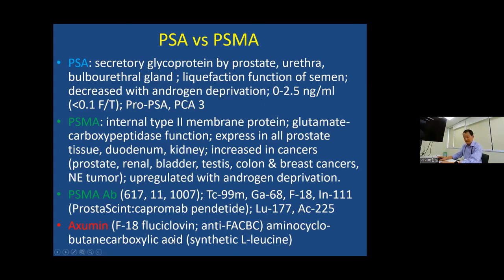Axumin is a synthetic leucine derivative. Unlike other amino acids, somehow this synthetic is delivered by a transporter, and then phosphorylated, just like FDG, and trapped. Axumin is the commercial name. It seems very valuable to evaluate recurrence, small and tiny, in the prostatic bed. But certainly, a lot of PSMA antibody ligands, particularly 1007 and a new one, also seem very useful in evaluating recurrence or metastasis. The only problem with the PSMA ligand is that it is excreted through the urinary system, so there's a lot of blood activity. This one doesn't normally show any blood activity.